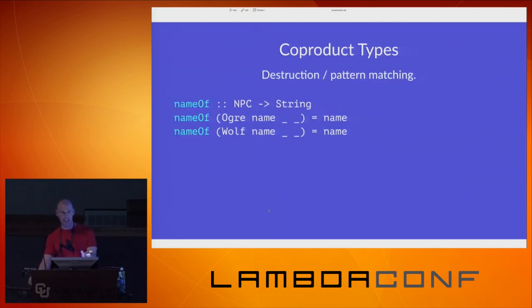I'm pattern matching against the names of the data constructors. So because I have two data constructors here, I create a function called nameOf that's going to extract out the name from an ogre or a wolf, because they both happen to have a name. So similar syntax, and this syntax bit, there's no easy way around it. You just have to sort of memorize it. But do keep in mind that the syntax for the pattern matching is the same as the syntax for the construction. So there's that symmetry there.